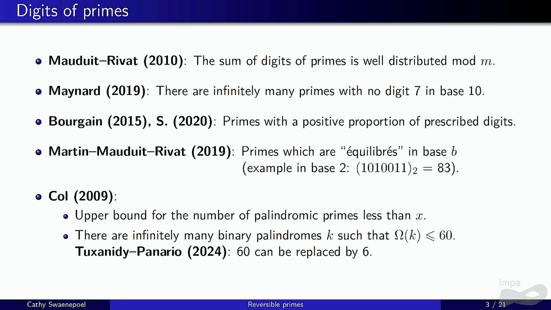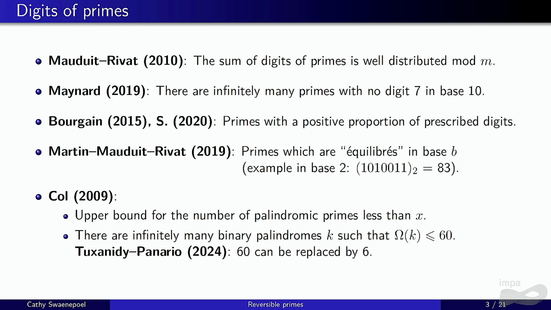And so he did not prove that there are infinitely many palindromic primes, which is probably very difficult. But he was able to prove that there are infinitely many binary palindromes, so this is in base 2, which are almost prime. By almost prime here, I mean an integer k with at most 60 prime factors counted with multiplicity. So this 60 here corresponds to base 2, but actually he obtained the result in any base.